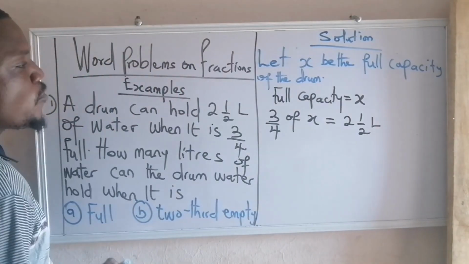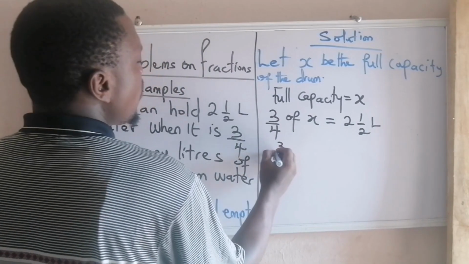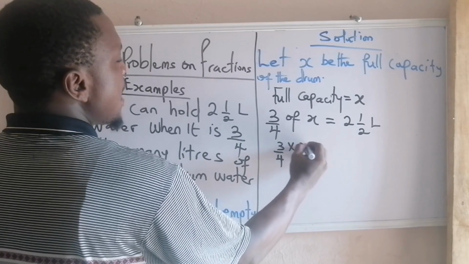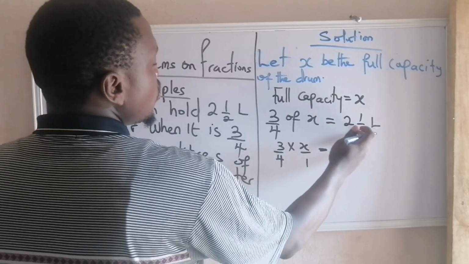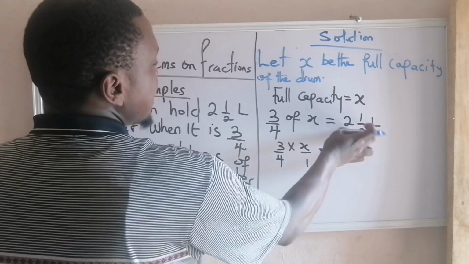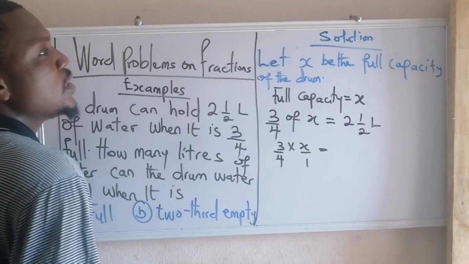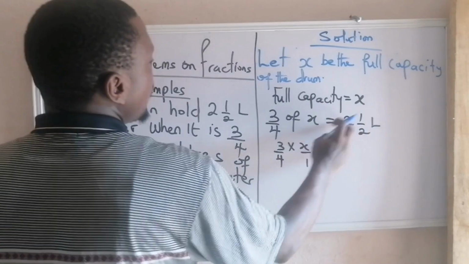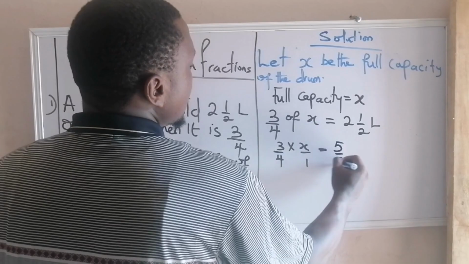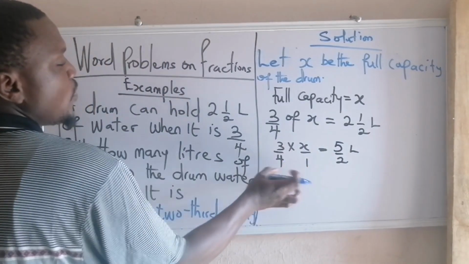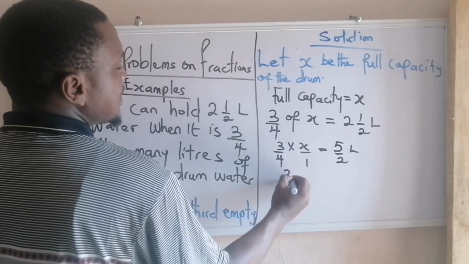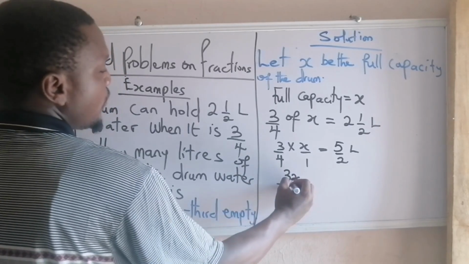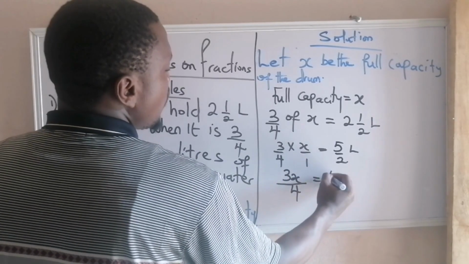Now remember that X is our full capacity. So 3/4 of X over 1 equals 2 and 1/2. Since it's a mixed fraction, I take this 2 and 1/2 to an improper fraction: 2 times 2 is 4, plus 1, so that will be 5/2 liter. So we can multiply. What is 3 times X? 3 times X is 3x. What is 4 times 1? 4 equals 5/2, right?